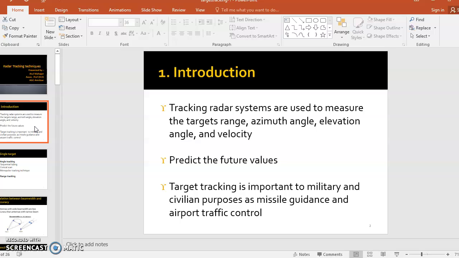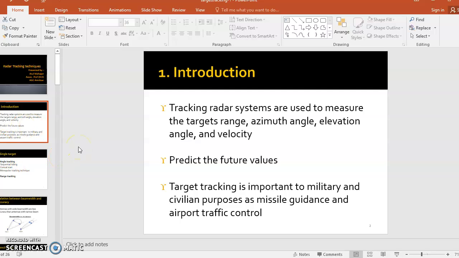Basically, tracking radar systems are used to measure the target's range, azimuth angle, elevation angle, and velocity. Till now you would be very clear about the target range: the distance of the target from the radar. Azimuth angle means the angle made with the horizontal plane. Elevation angle means the angle made with a vertical plane from the target axis, and then the velocity of the target and radar. Predict the future values.